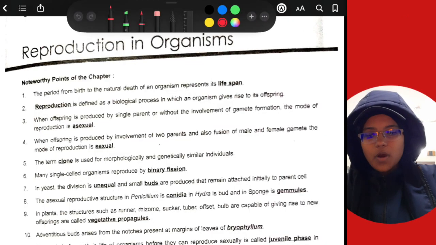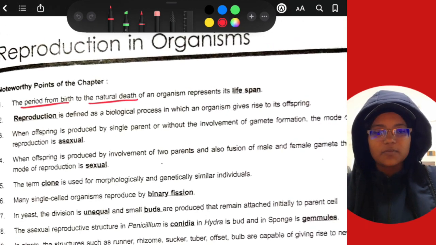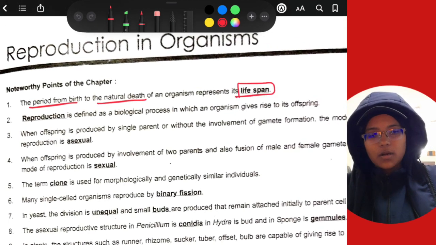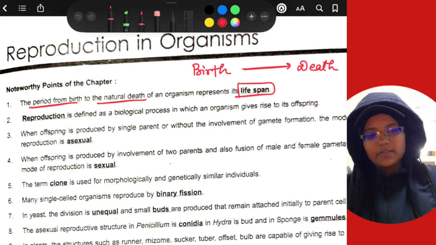The period from birth to the natural death of an organism represents the lifespan. From birth to death, the period is the lifespan.